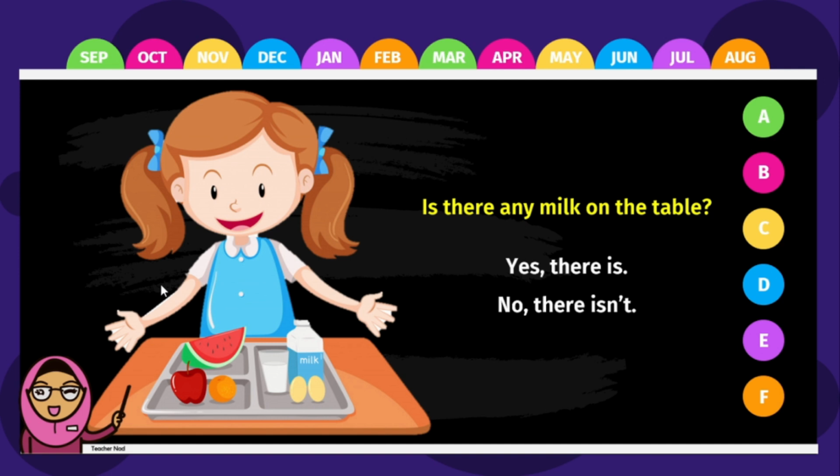Okay. Next example. Is there any milk on the table? Ada milk ke di atas meja itu? Yes, this is milk. Okay, so sebab milk ada, so jawapan dia yes, there is. Is here, kena is juga dekat sini. Okay? Okay, milk is uncountable. Sebab tu kena guna is there any.